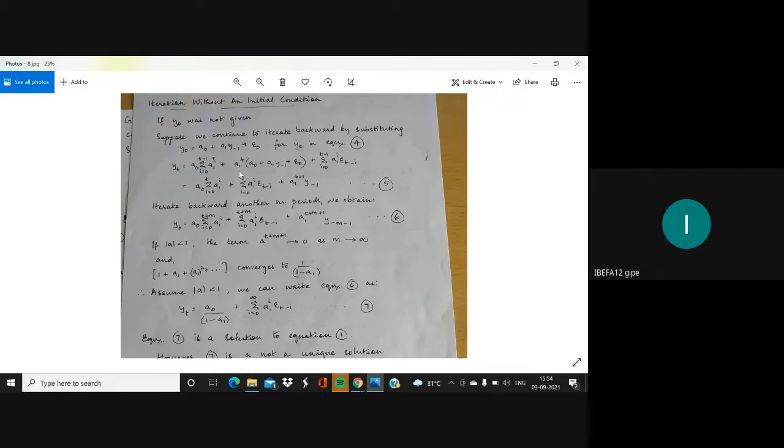Now, if you substitute for y0 in equation 4, then you will get this value. Instead of y0, we are just putting in this term in equation 4 that we saw on the previous page. Once you substitute this value and simplify it, this is what you will get. I'll just give you a minute to take a look at it.